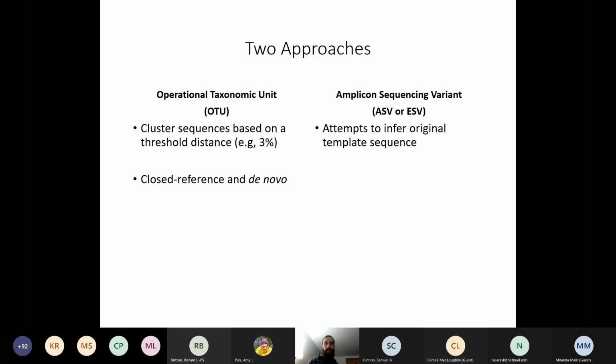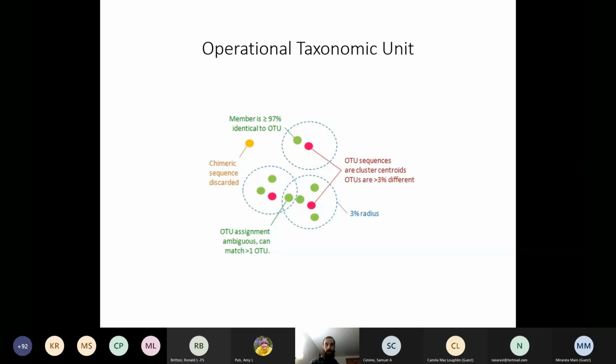The other approach is called an amplicon sequencing approach, or an exact sequencing variant approach. So this is abbreviated ASV or ESV. And here we're actually going to use our base call quality score information to try and build a model that allows us to infer the original template sequence. So try and remove those PCR and sequencing errors rather than compress them within a cluster.